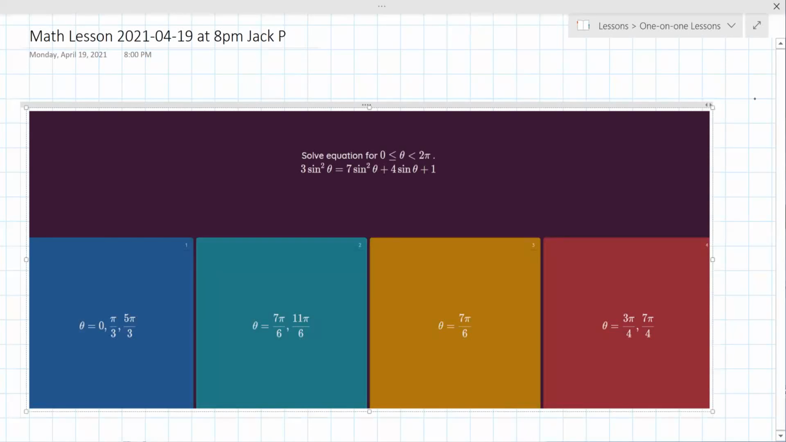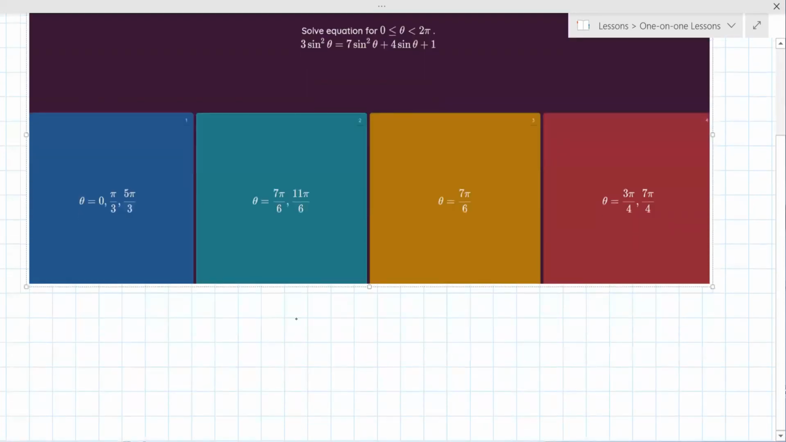This equation here. So the first thing you want to do is you really just treat this like it's a quadratic, meaning I'm going to make this 3x squared equals 7x squared plus 4x plus 1. So x is really sine theta. We'll get back to that in a moment. Just going to turn it into a quadratic equation kind of thing.